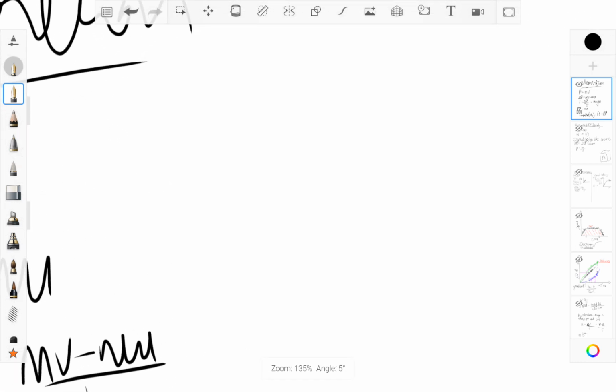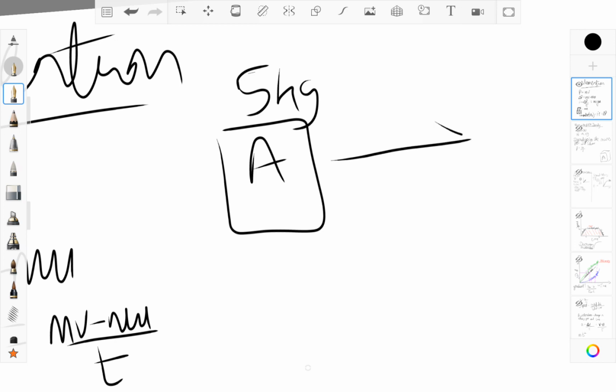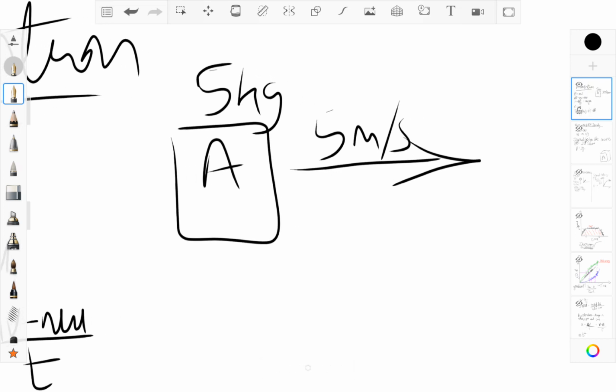Basically, what you need to know is that if I have a body, A, let's say this is 5 kilograms, and it's moving at a velocity of 5 meters per second. That means that the momentum of A as it's moving is 5 times 5, 25 kilograms meters per second. So the unit for momentum is kilograms meters per second.